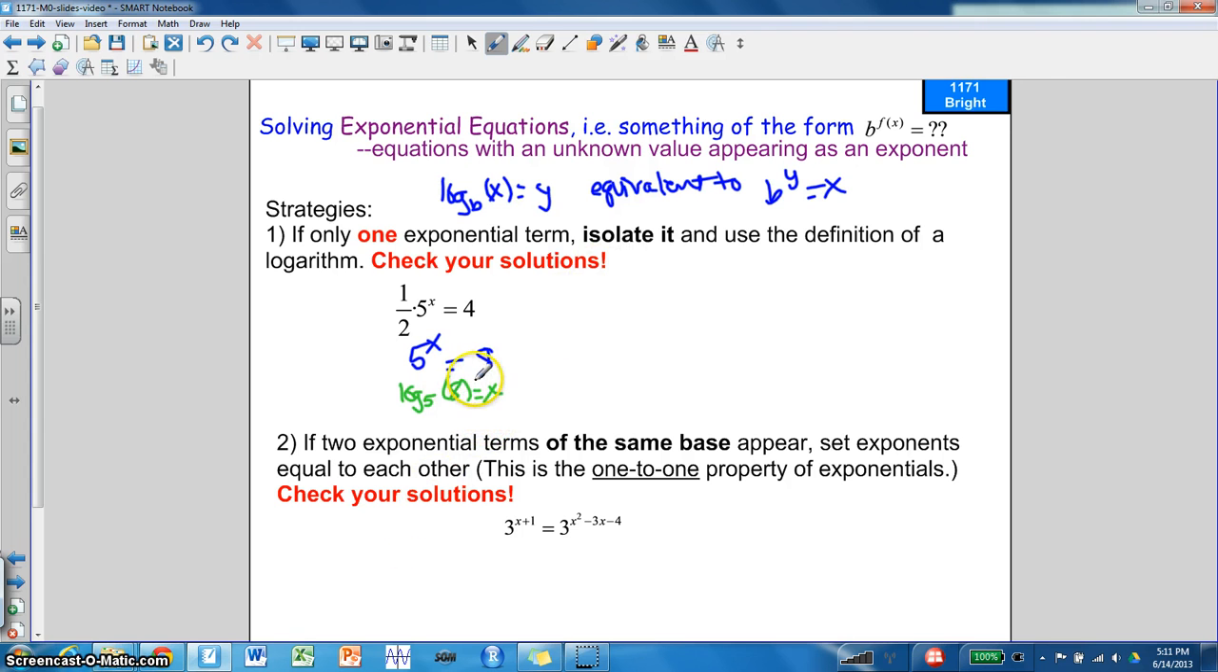So you could evaluate this, but it's enough to just stop here, and we can say the solution set is, and then we can use curly braces, log base 5 of 8, period. Okay, and that problem's done.